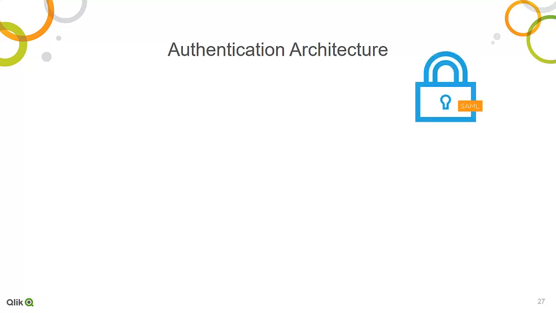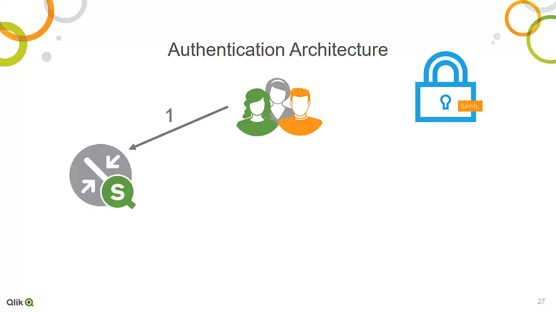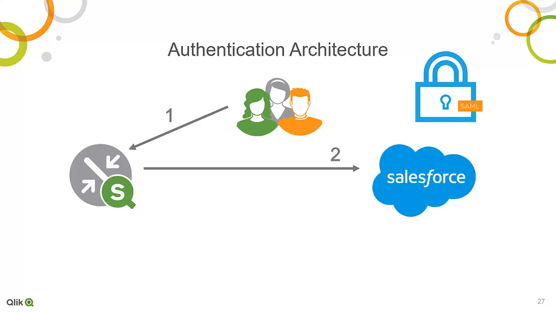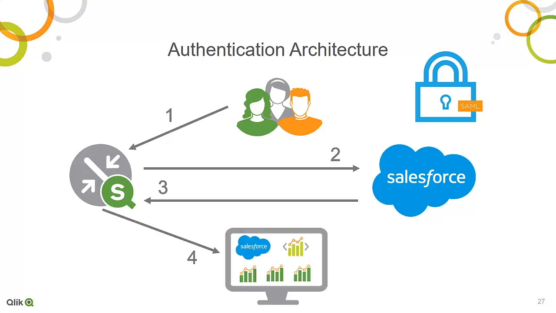The flow for how SAML works with Qlik Sense goes something like this. A user makes a request for Qlik Sense content, and this request can come from inside Salesforce. Qlik Sense sends a SAML request to the Salesforce IDP. Salesforce sends a SAML response to the Qlik Sense server to authenticate the user to Qlik. Qlik sends the content to the user's browser, and it is rendered for their use.